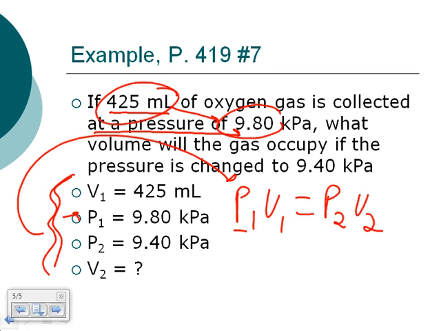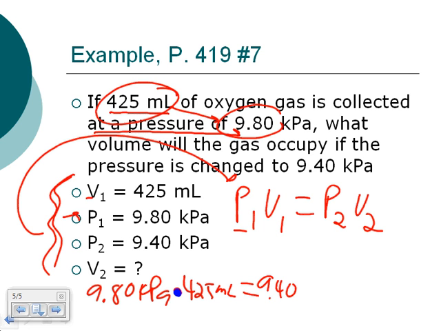So you have P1. Well, here's your P1, 9.80 kilopascals, times V1. Here's our V1, 425 milliliters, equals our P2, 9.40 kPa, times V2. V2 is our question mark. That's what we're trying to solve.